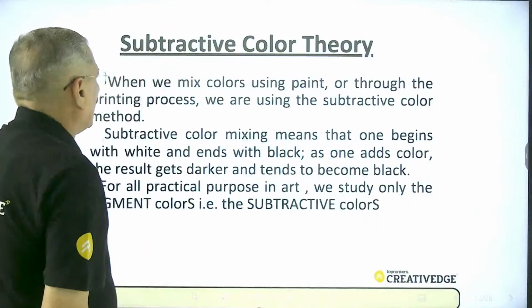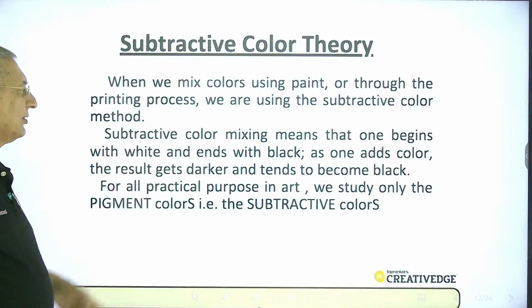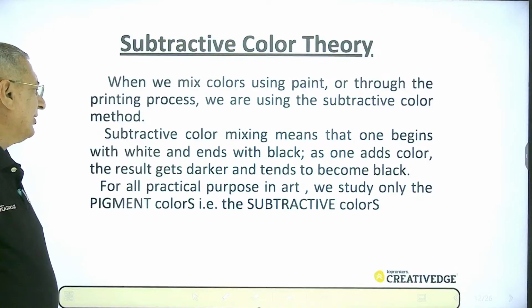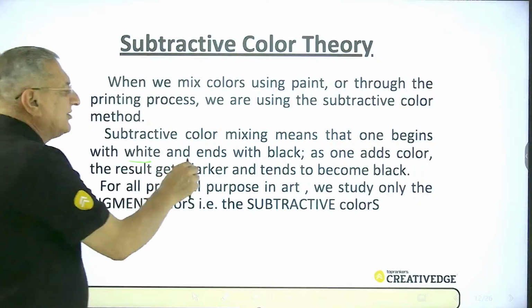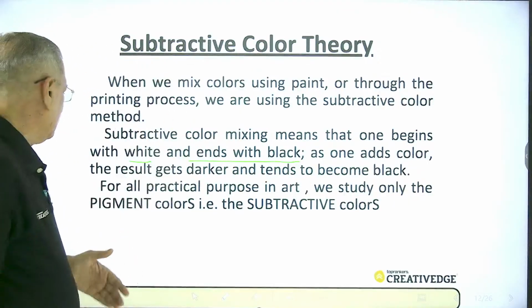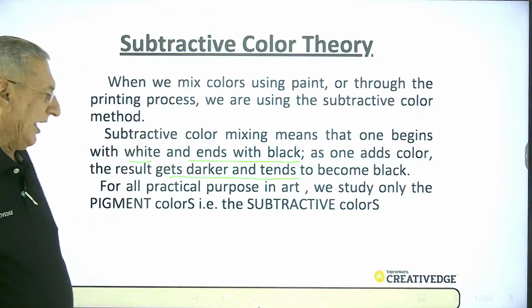Subtractive color. When we mix color using paint or through the printing process, we are using the subtractive color method. That means subtractive color mixing begins with white and ends up with black. As one keeps on adding the colors, the result gets darker and darker and tends to go to black.